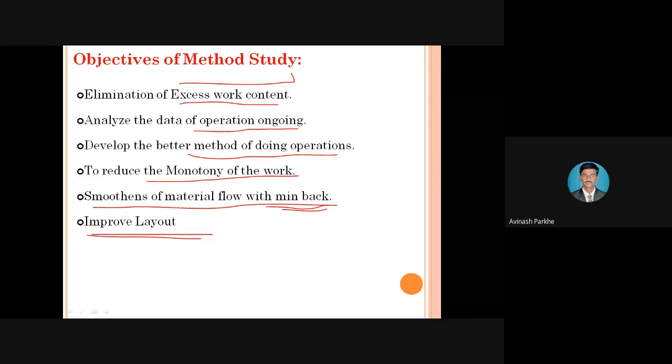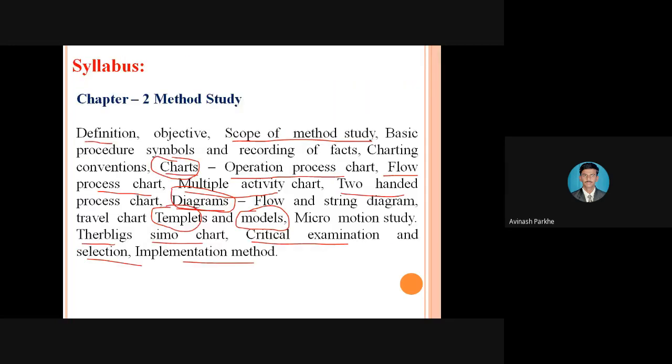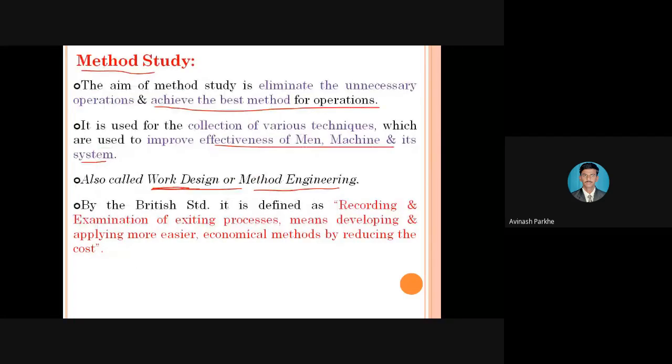So in order to avoid such situations, we can design that particular layout in the proper way. For improving the layout, the concept of method study also plays a very important role. So with this, today we have discussed the important syllabus of this chapter number 2, then the important concept of method study, its role in the industry, and which types of recording techniques we are going to implement.